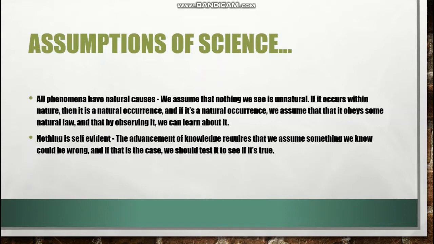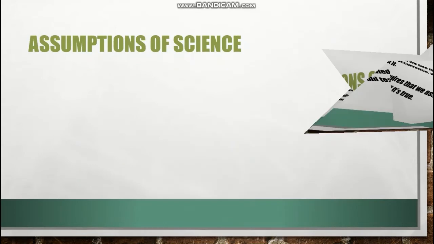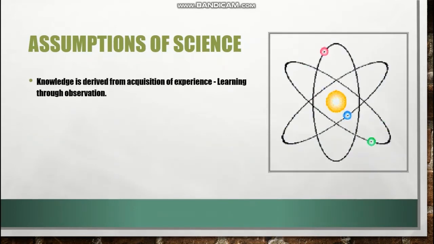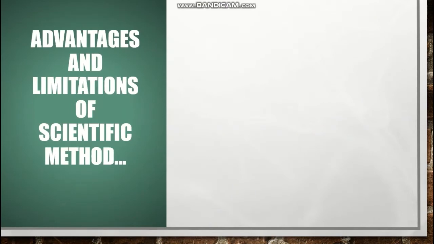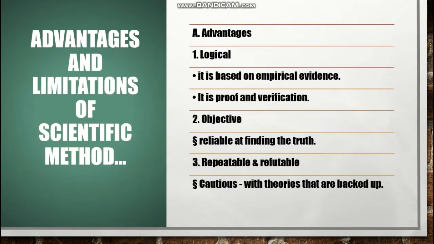Nothing is self-evident. The advancement of knowledge requires that we assume something we know could be wrong, and if that is the case, we should test it to see if it's true. Knowledge is derived from acquisition of experience, learning through observation. Knowledge is superior to ignorance. These are the basic assumptions science is based on. They're pretty common, sensible, and they've held true over the years, so we assume that they are a solid base to build on. After all, if those assumptions were untrue, then science itself could not have been successful in generating knowledge.